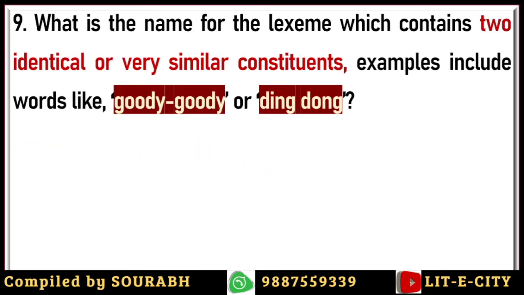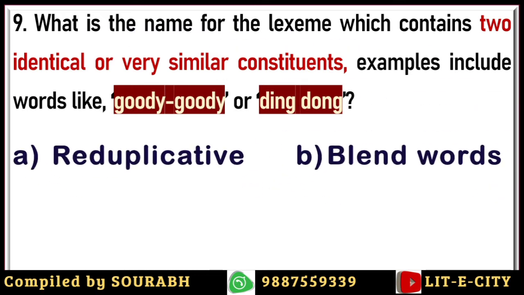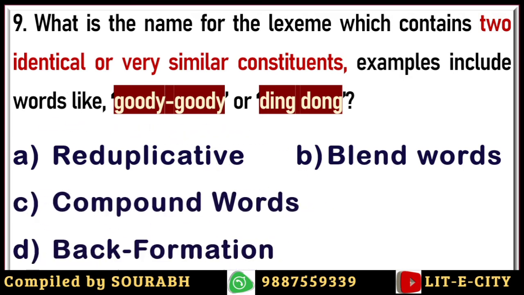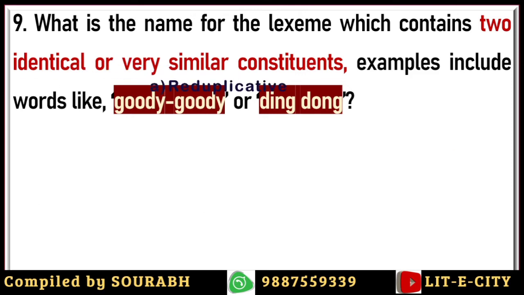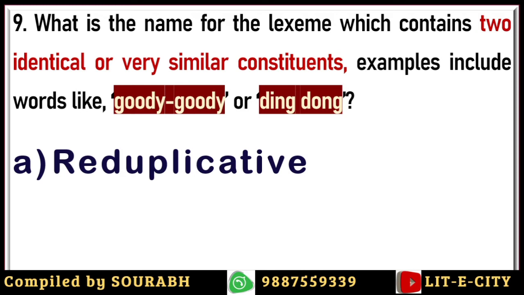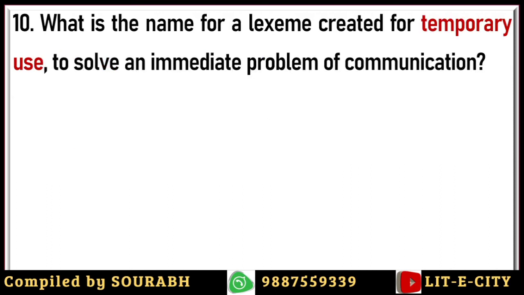Our next question is, what is the name for the lexeme which contains two identical or very similar constituents? Examples can be taken from words like goody-goody or ding-dong. There is a very minute change, only a vowel change. What is the name for such a construction? Is it reduplicative? Second is blend words, then we have compound words, and the last option is back formation. Obviously, we have seen back formation. Dear friend, it is reduplicative, in which we duplicate the first word to make a kind of new construction, and that is known as reduplicative.